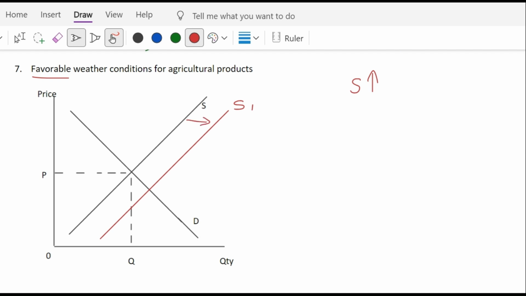The rightward shift will lead to a fall in equilibrium price from P to P1. At the same time, there will be an extension in demand. What will happen to quantity traded? It will increase from Q to Q1. So simply put, when there is favorable weather conditions, the supply will increase, equilibrium price will decrease, and equilibrium quantity traded will increase.